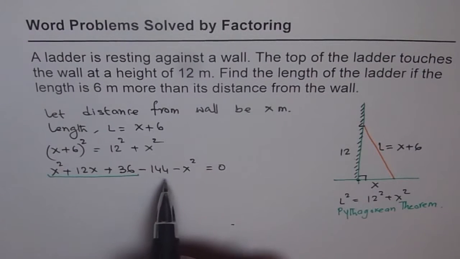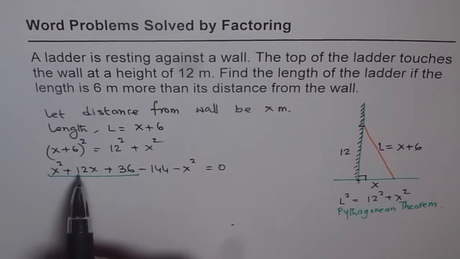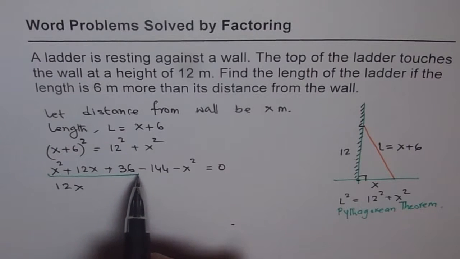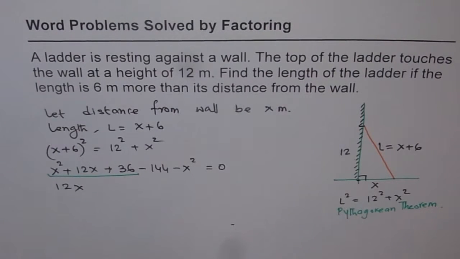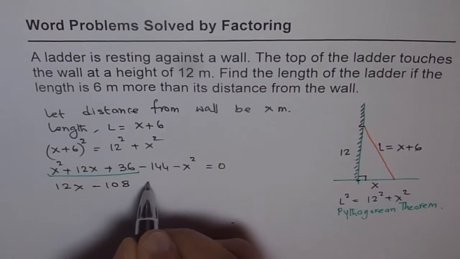Now you can combine the like terms. x square minus x square is 0. So we're left with 0. And here we have 12x. We have 12x here. And 36 minus 144. So let's use a calculator to do 36 minus 144. 36 minus 144 is minus 108. So we get minus 108 equals 0.